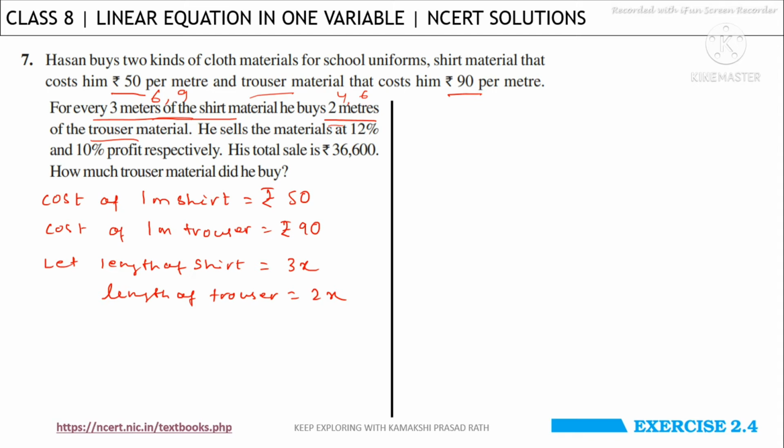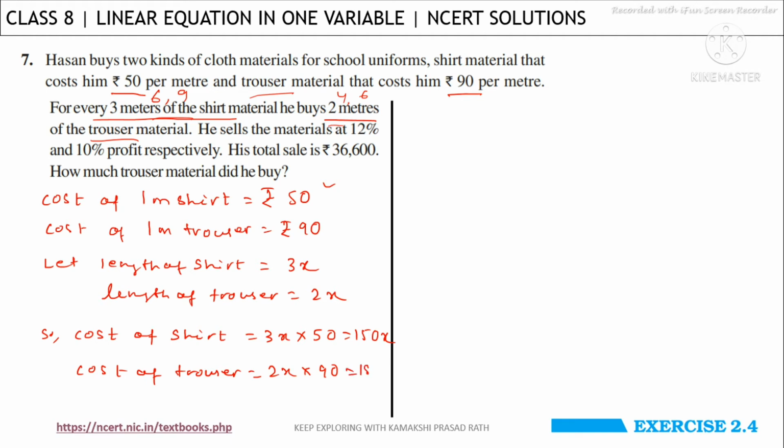We see here the cost of 1 meter of shirt is 50 rupees and we have purchased 3x meters of shirt. So the total cost for the shirt, 3x meters, is 3x multiplied by 50, which becomes 150x. Similarly, the cost of trouser is 2x multiplied by 90, because 1 meter of trouser is 90 rupees. So 2x into 90 we get 180x. So here we have got the cost of shirt and cost of trousers purchased.